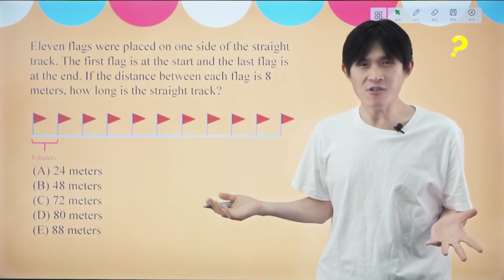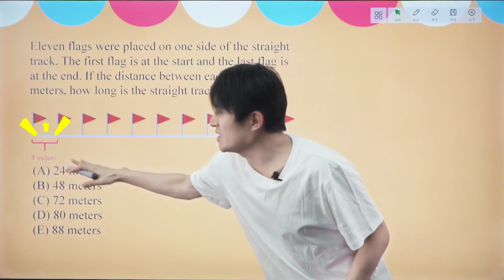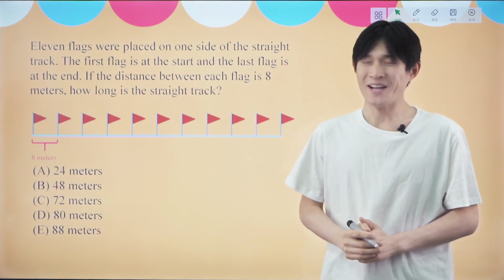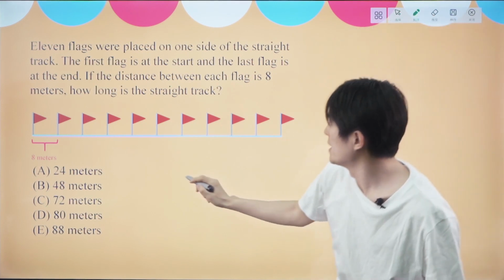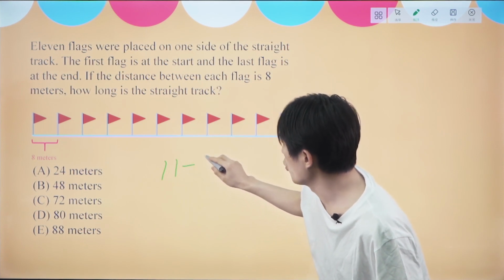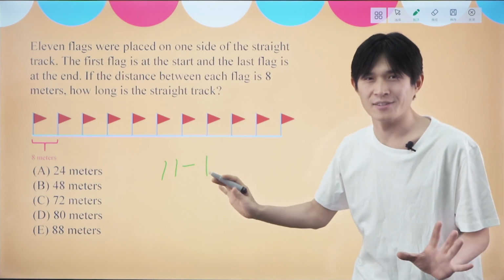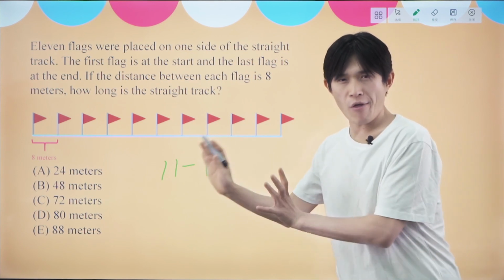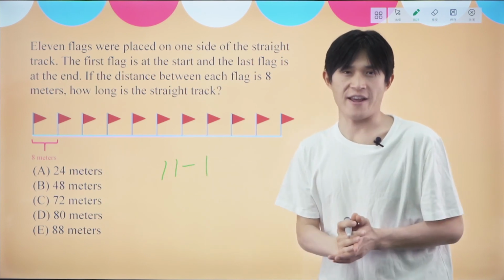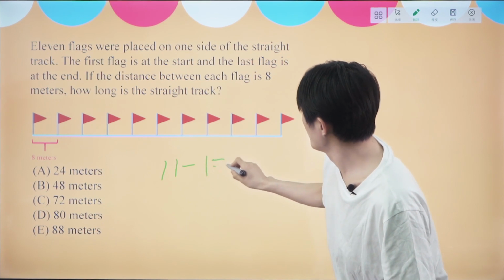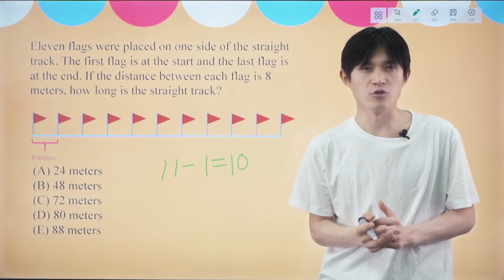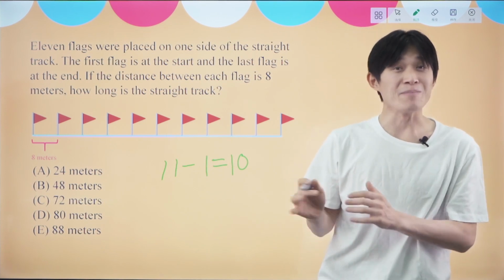So what is the interval? The interval is the distance between two flags. That's 8 meters. So how many flags do we have? 11 flags. Minus 1, because we know the number of flags is one more than the number of intervals. Each interval is a distance between two flags. So that will be 10. So we have 10 intervals, and each interval is 8 meters.